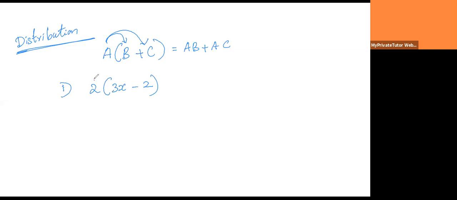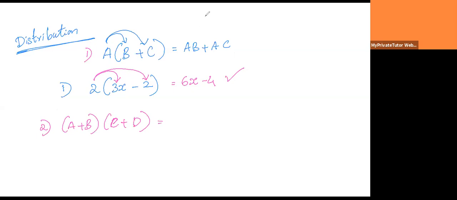How? See, 2 times 3x, then 2 times minus 2. So what is 2 times 3x? 2 times 3 is 6, so 6x. And then 2 times minus 2 is minus 4. So that's expanding or distributing the terms, you can call it. Okay, so this is one way of distributing. So what if we have factors, for example, (a plus b) and (c plus d).